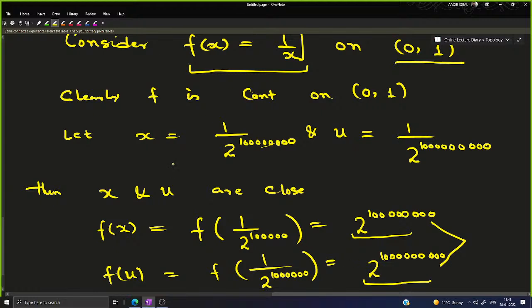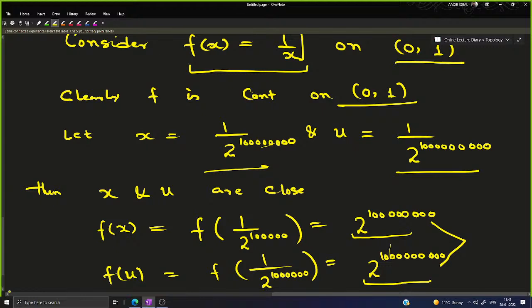So these points are coming towards each other, they are very close, but their images are not close to each other. Although the function f is continuous on 0 1, this x and this u are both points in 0 1, but their images are not close. X and u are close, but their images are not close.